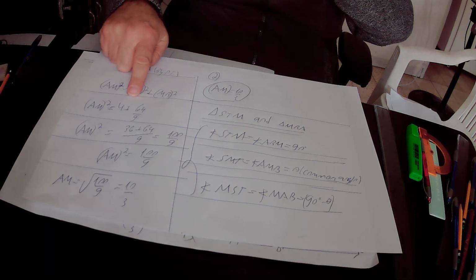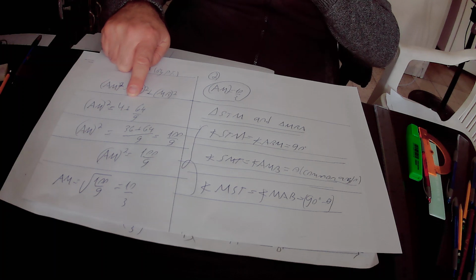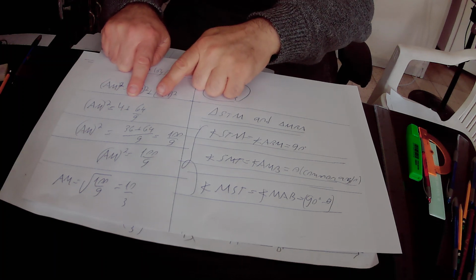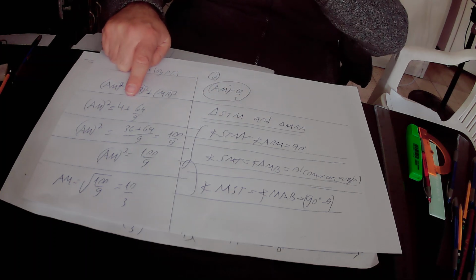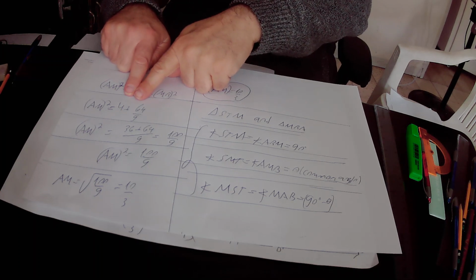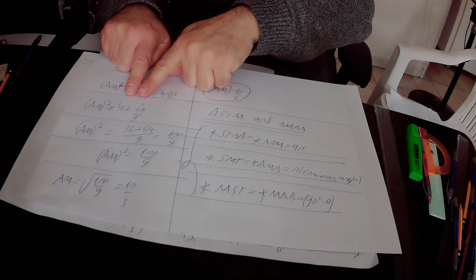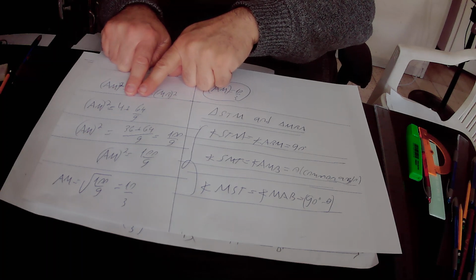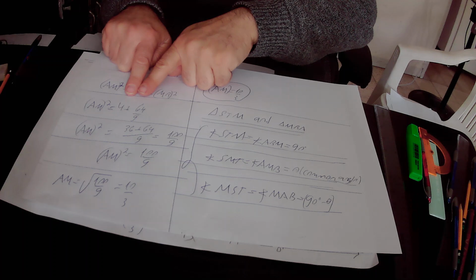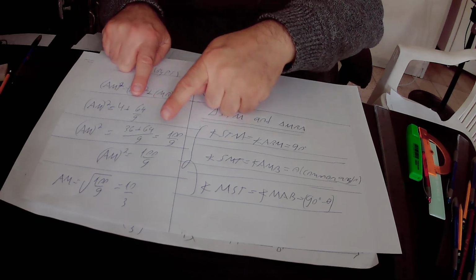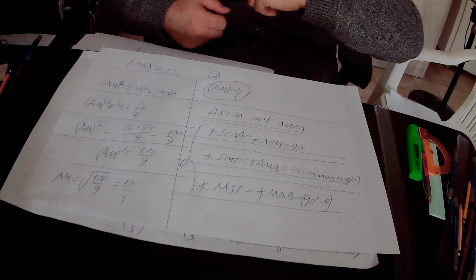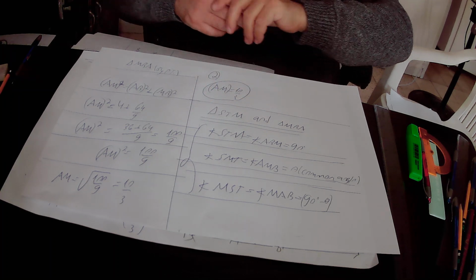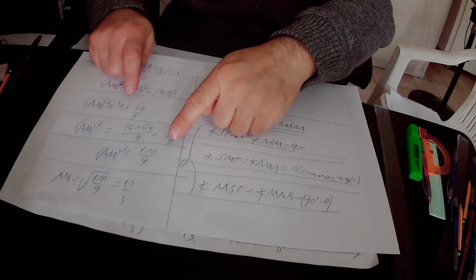So here we multiplied 4 by 9 and then divided by 9 in order to overcome the fraction with 64 over 9. So AM square equals, 4 times 9 is 36. So in total, the numerator of this expression will have 36 plus 64, divided by 9. 36 plus 64 is 100, divided by 9. So AM square equals 100 over 9.